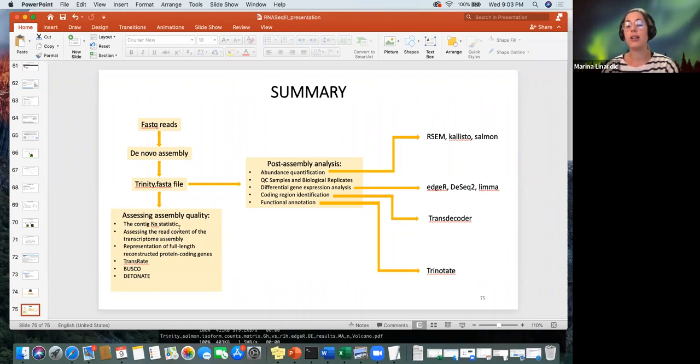Then, after we determine that our assembly is good, we do the post-assembly analysis, such as abundance quantification with some of these tools. We can do the QC of our samples, followed by differential expression analysis. We can also detect the coding regions that we can then input into Trinotate to get some more information of potential GO term enrichments and things like that. So this part of the path is actually pretty similar to a normal RNA-seq pipeline, whereas this part is quite specific to our Trinity de novo transcriptome assembly.